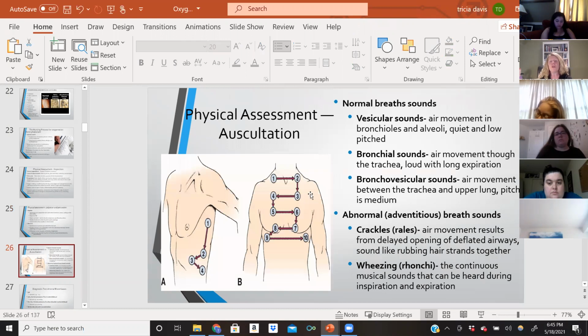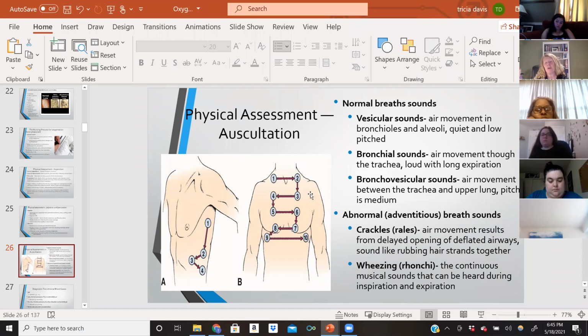All right, so normal, we have to talk about normal sounds so that we can be able to differentiate between normal and abnormal. So normal breath sounds, we have vesicular sounds, bronchial sounds, and bronchovesicular sounds. So those vesicular sounds, that's air movement in through the bronchioles and the alveoli. It's going to be quiet and it's going to be low pitched. Our bronchial sounds are air movement through the trachea, and they're going to be louder and they're going to be long with expiration, so breathing out.